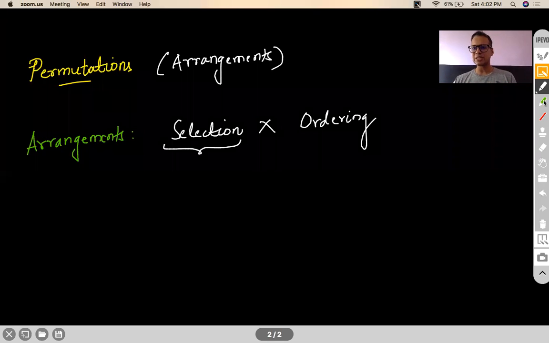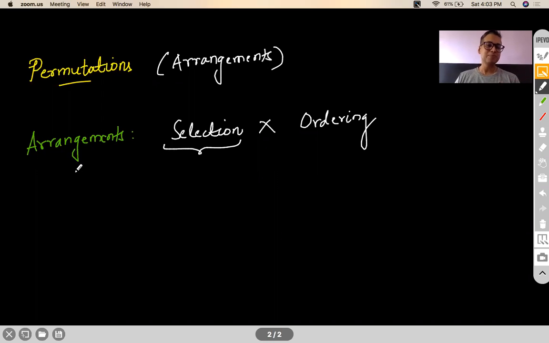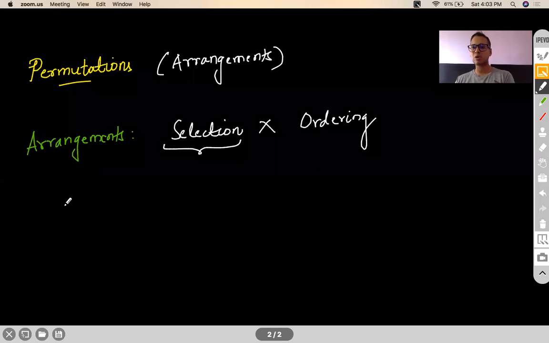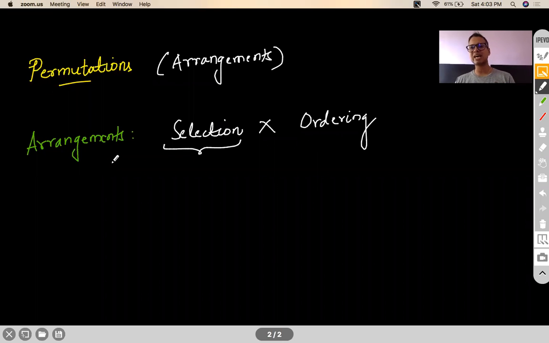To give you another example, let's say forming a team of 11 players for a cricket match, because you don't only have to select those 11 players but also assign a batting order to them. So that is an example of an arrangement.